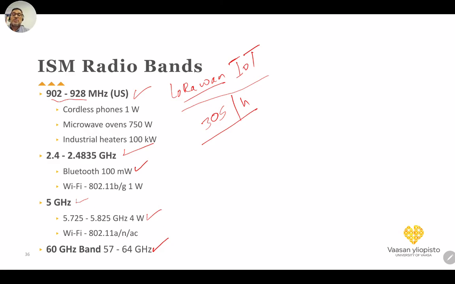But there are actually a lot of success stories also, like simply the Bluetooth that we have in our phones. It is based on an application in this 2.4 gigahertz band.